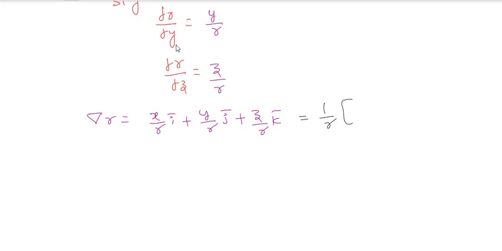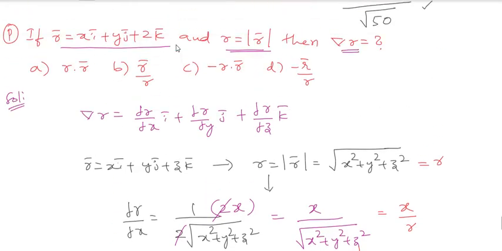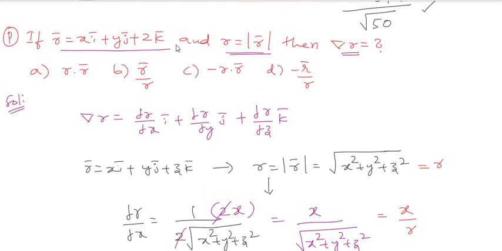1 by R, if I take it as a common, you will have Xi bar plus Yj bar plus Zk bar. And again, what is this? Xi bar plus Yj bar plus Zk bar, which is nothing but your R bar. So the final answer will be R bar by R. Is my point clear? R bar by R is the answer for that. So which option is it? Option B is the right answer.